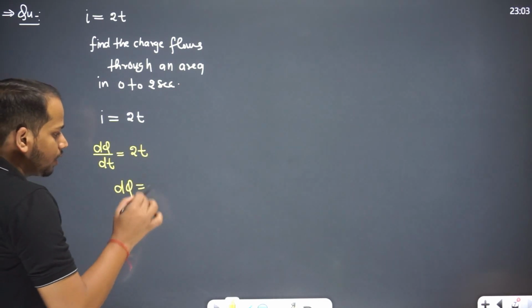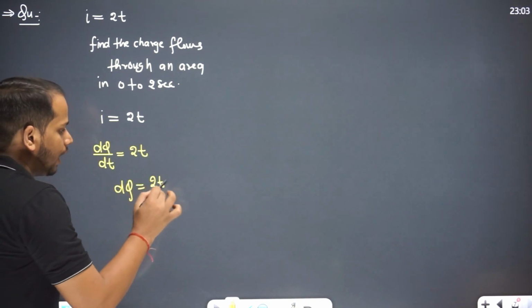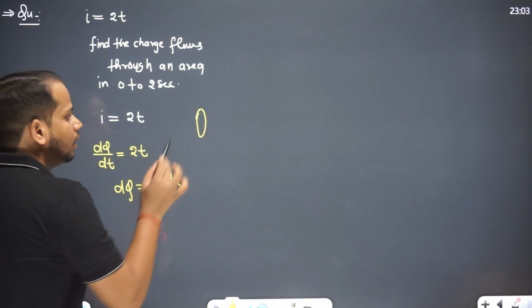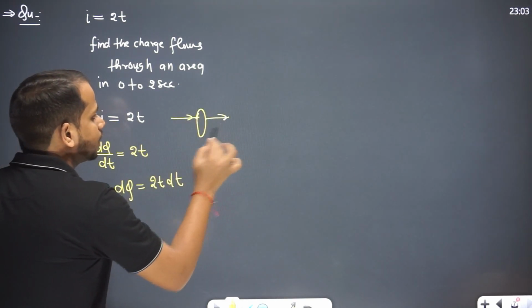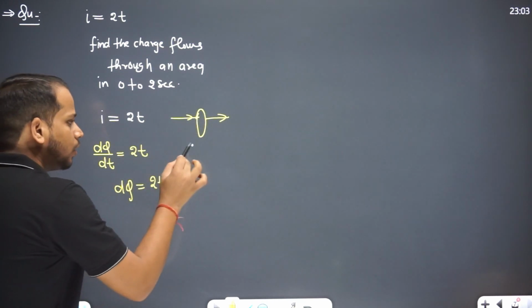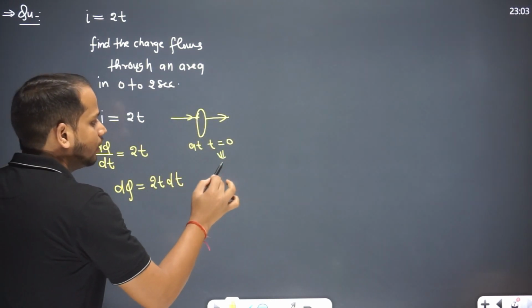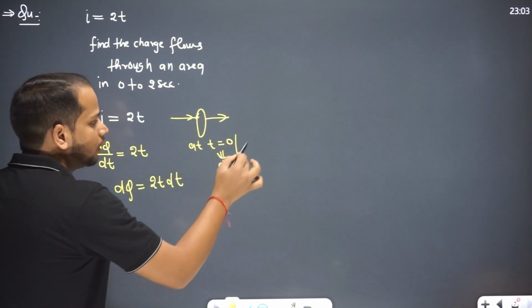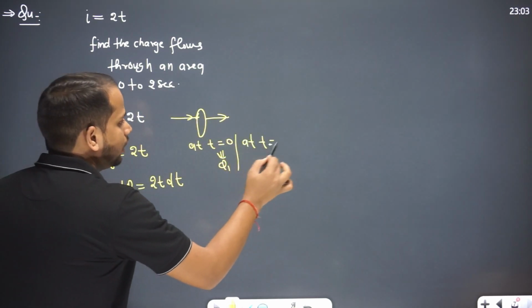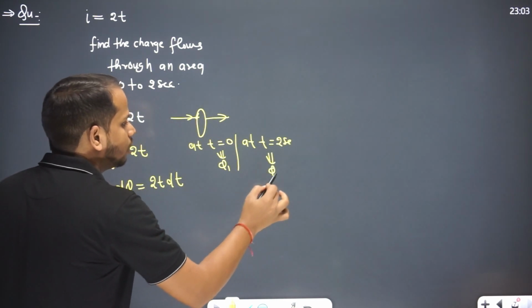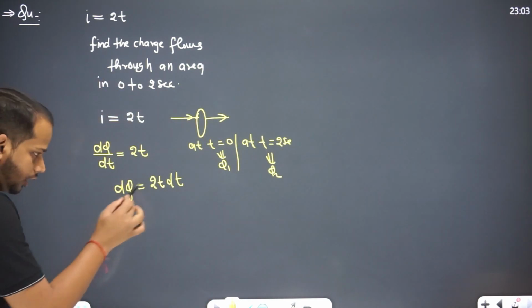The dq is equal to 2t dt, and this is the cross sectional area. Let's see, there is a charge flowing through this. So at t equals 0, I say the charge flow is q1, and at t equals 2 seconds, we are saying the charge flow here is q2. So what is dq here?